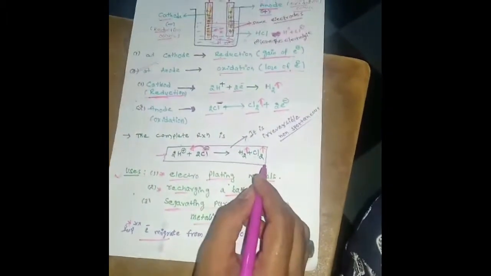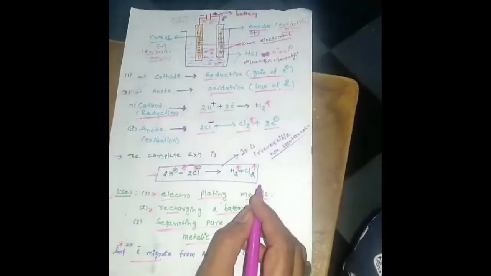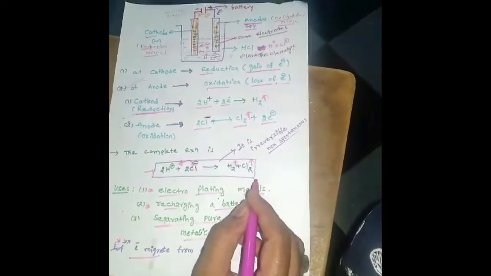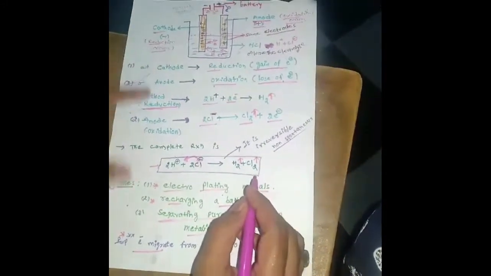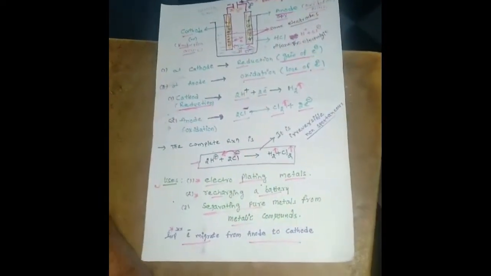Remember that. Another question they ask: in the electrolytic cell, does the cathode denote minus charge or plus charge? The cathode denotes minus charge. Is the anode plus or minus? The anode is the plus charge. The next question: at the cathode, what occurs? Reduction occurs. At the anode, what occurs? Oxidation occurs.